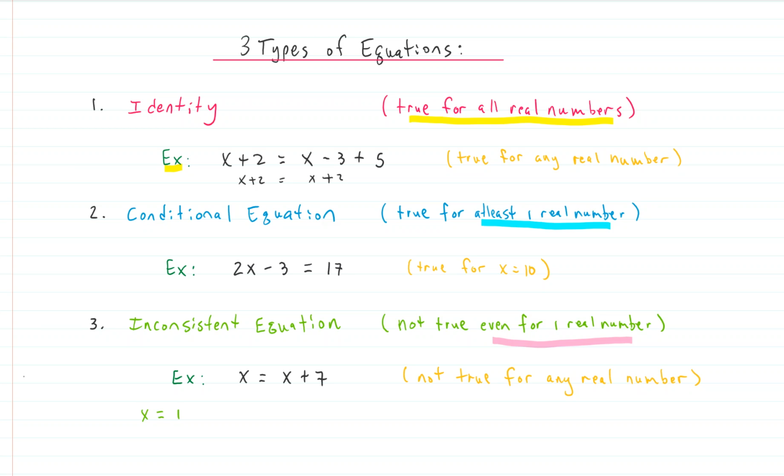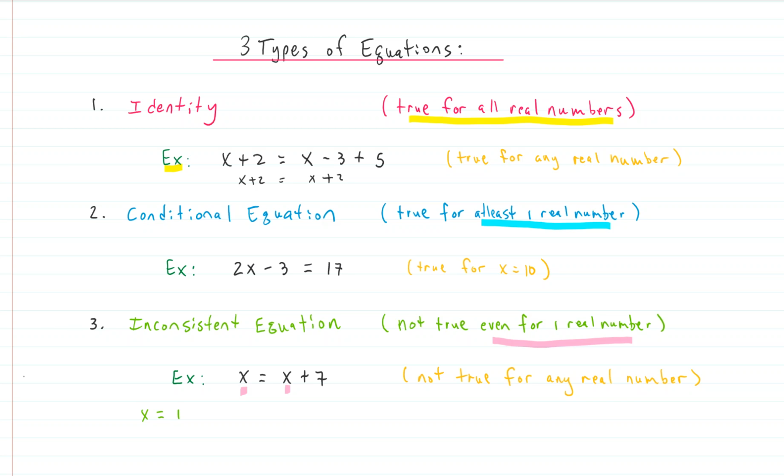So if we just think about what's happening here, we're taking a number, which is represented by the x on the left side of the equation. On the right side, we're taking that same number and adding 7 to it. So can you think of any number that is the same as itself plus 7? I can't think of a real number. Even if you try 0, 0 equals 0 plus 7, which is 7.